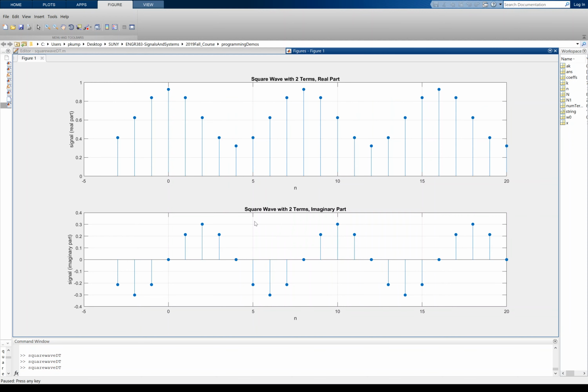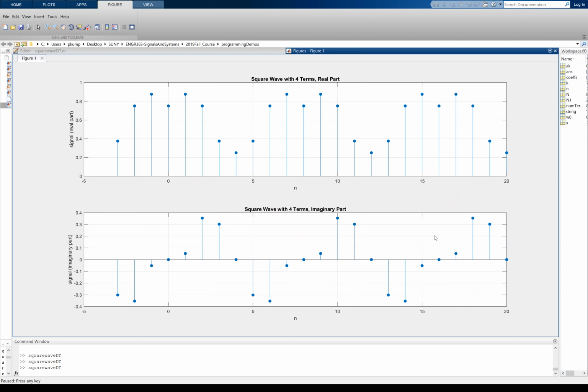I'll continue. Here's 2 terms, 2 ingredients in our bowl. So you see the real part is starting to oscillate now, but there's this imaginary part that's also oscillating. And notice the scale on these things. So we're about 4/10, and this is about 1. I'll add a third ingredient. Okay, so we have this kind of funky looking thing here in the real part, and we have almost a ramp or a sawtooth in the imaginary part.